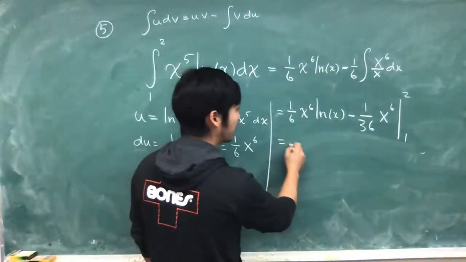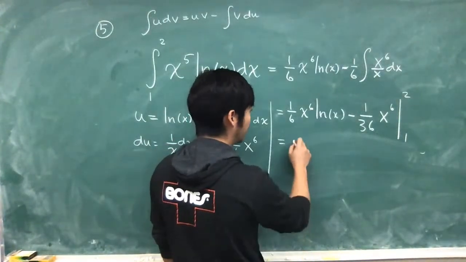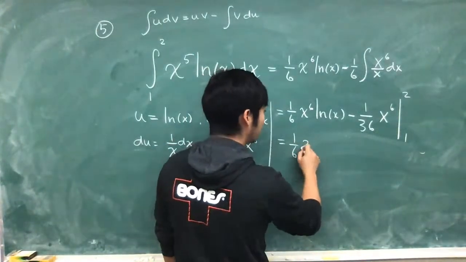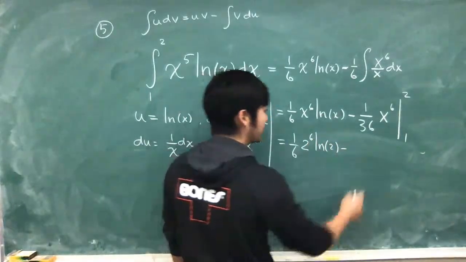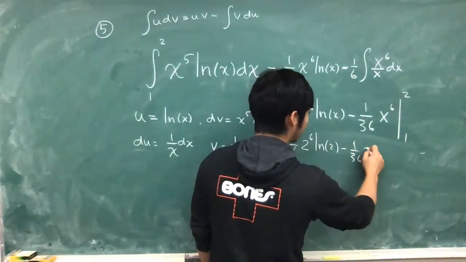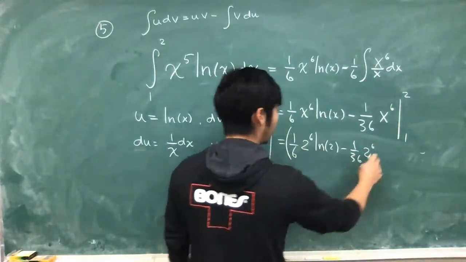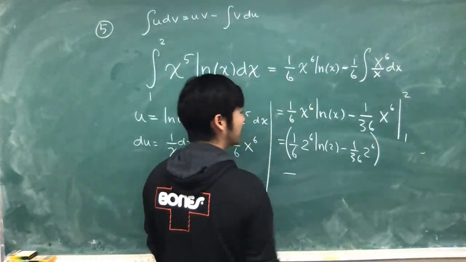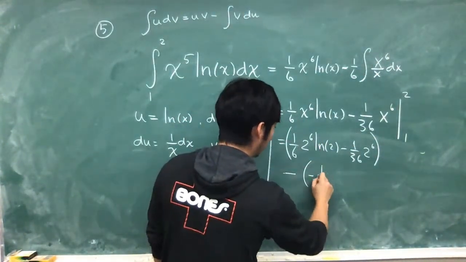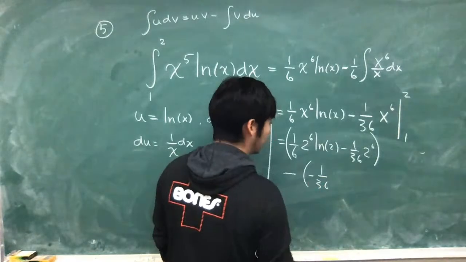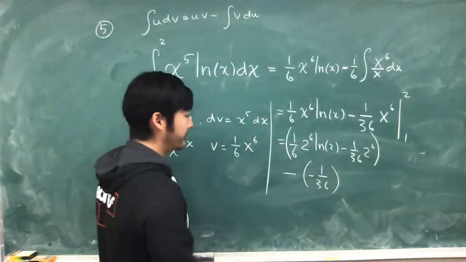So in the end, you'll get 1 over 6, 2 to the 6 natural log of 2 minus 1 over 36, 2 to the 6, minus natural log of 1 is 0, and so it's going to be just negative 1 over 36, 1 to the 6, which is 1.